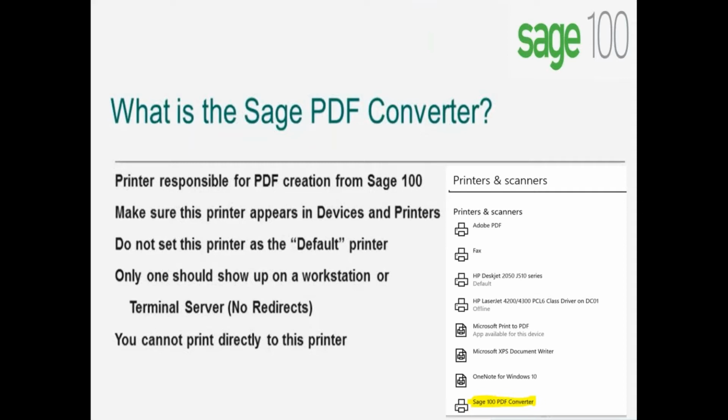Before you begin setting up Paperless, make sure this printer appears in your devices and printers. If it is not there, we can help get it installed for you. You should never set this printer as your default Windows printer, and only one should show up per workstation. You should have no redirects for terminal server, and you cannot print directly to this printer.